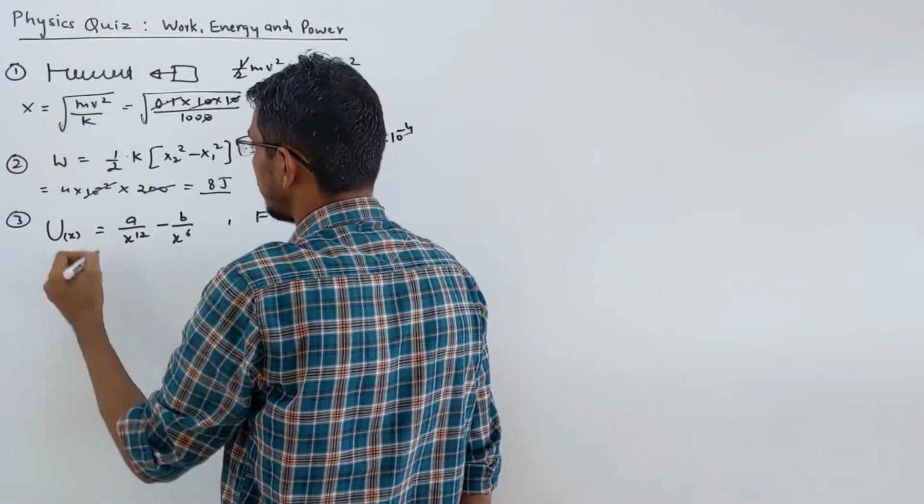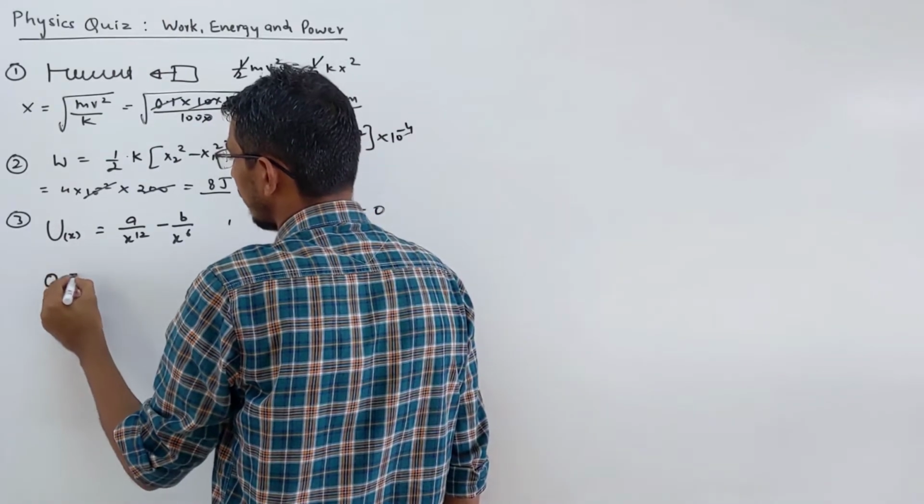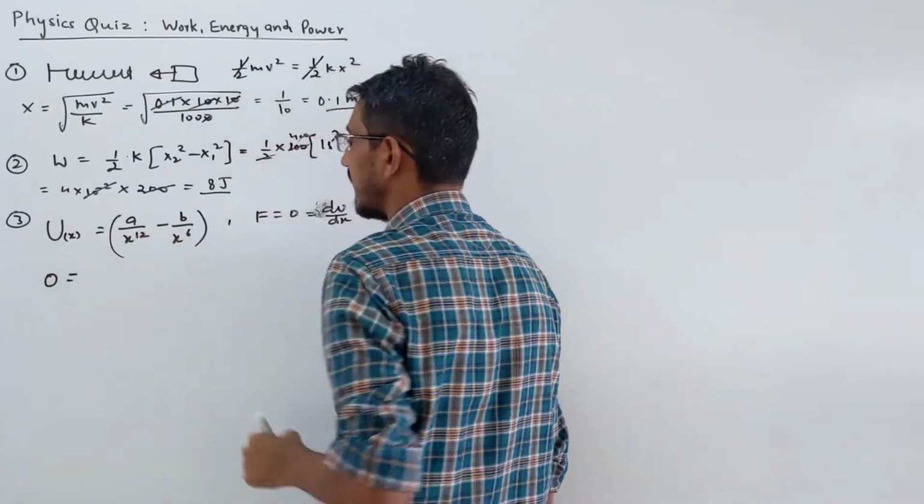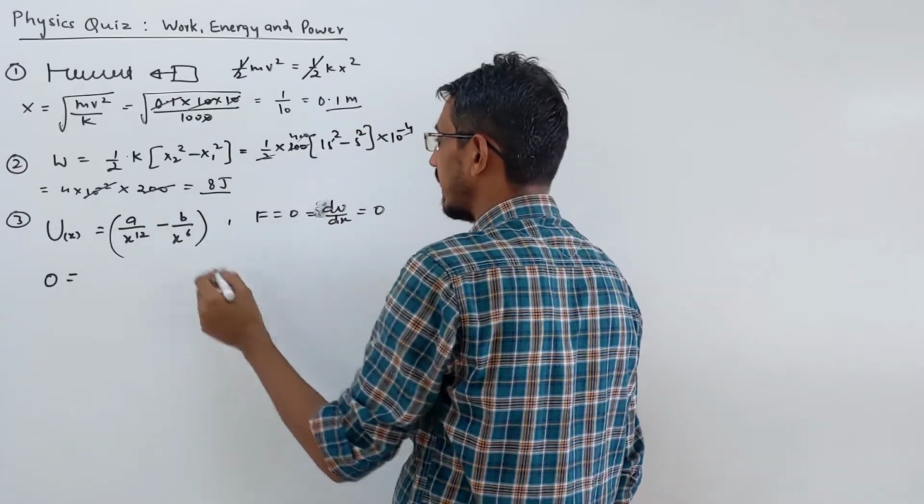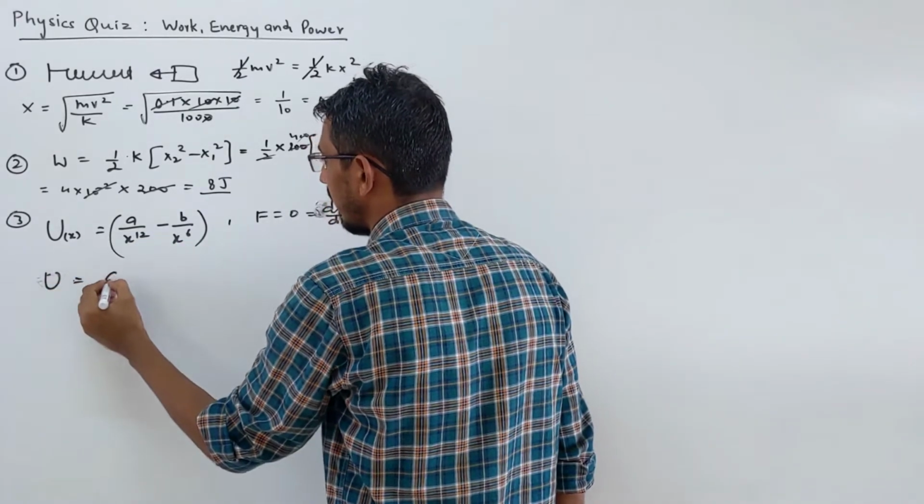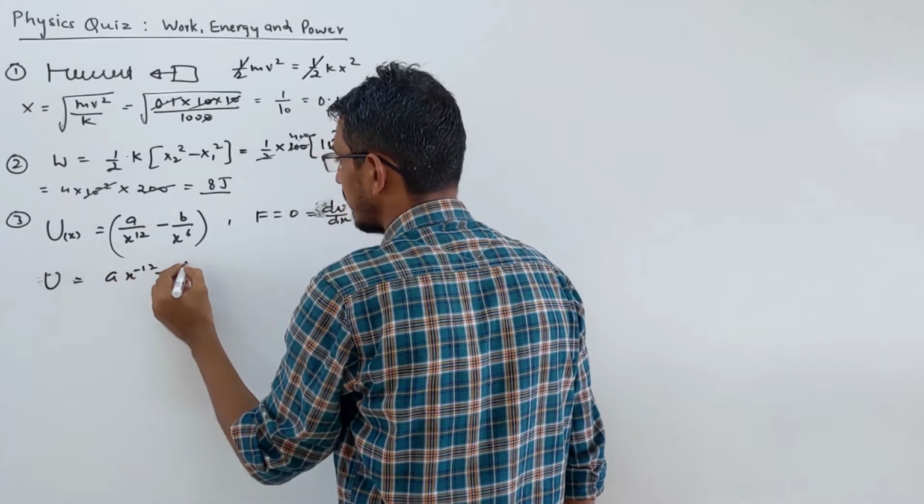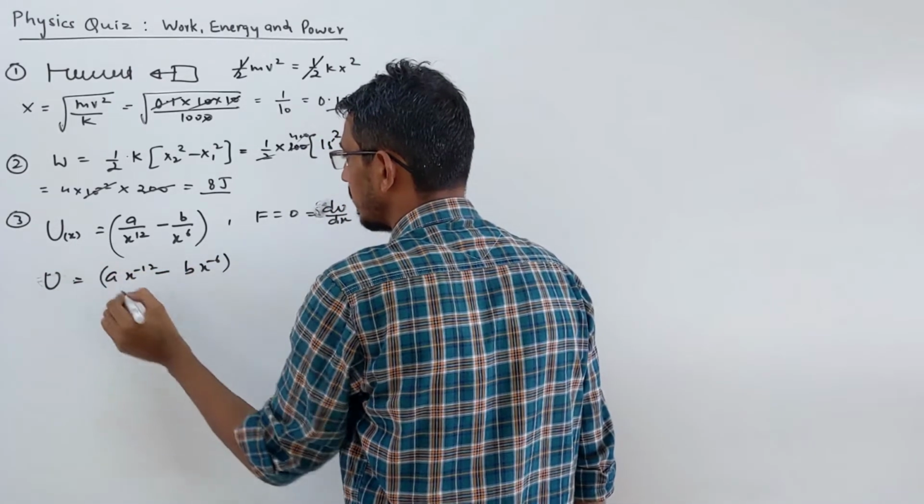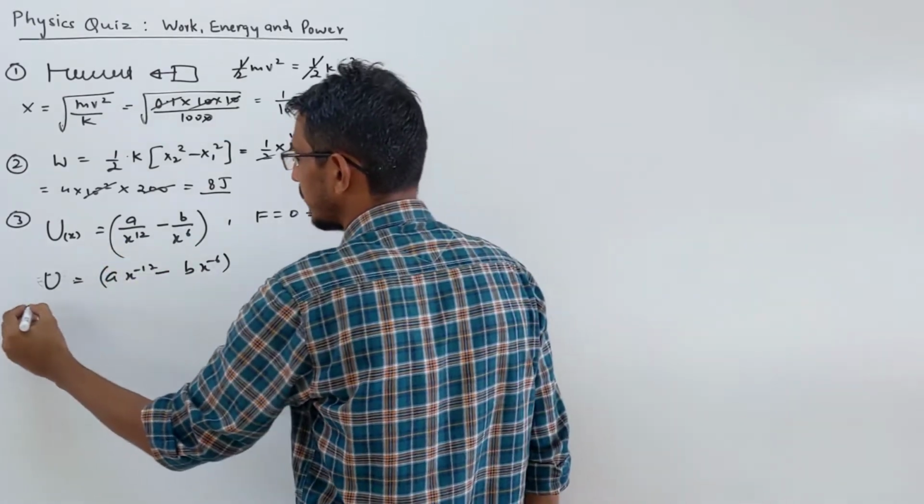Okay, let's differentiate this and equate to 0. So when you differentiate this term, what is the answer? A is a constant, x power 12. You can write the same equation first this way, so that it becomes easy to differentiate: A x power minus 12 minus B x power minus 6. Now it's easy to differentiate. Let's differentiate and equate to 0. So what is the answer?